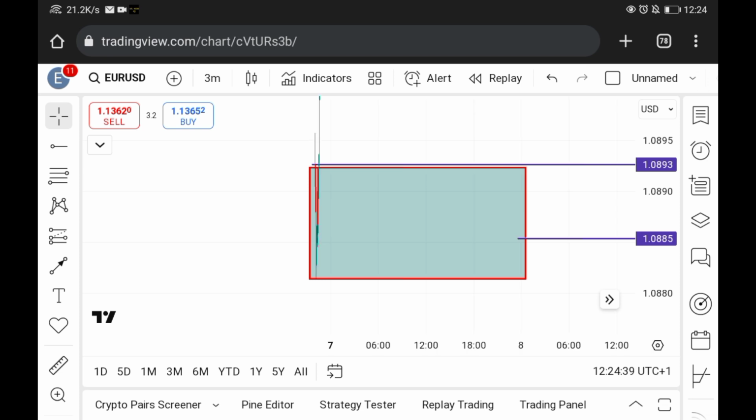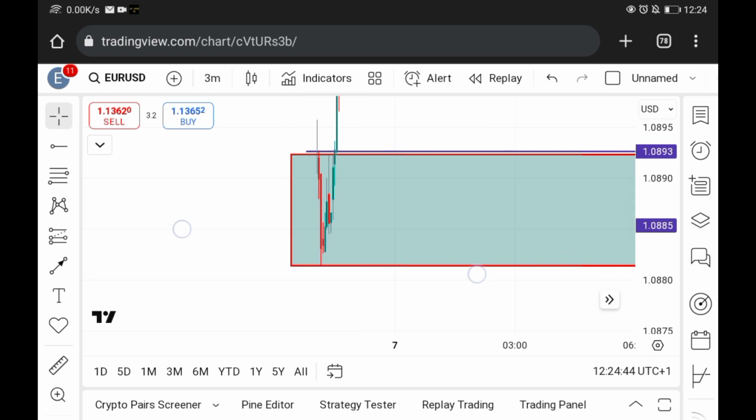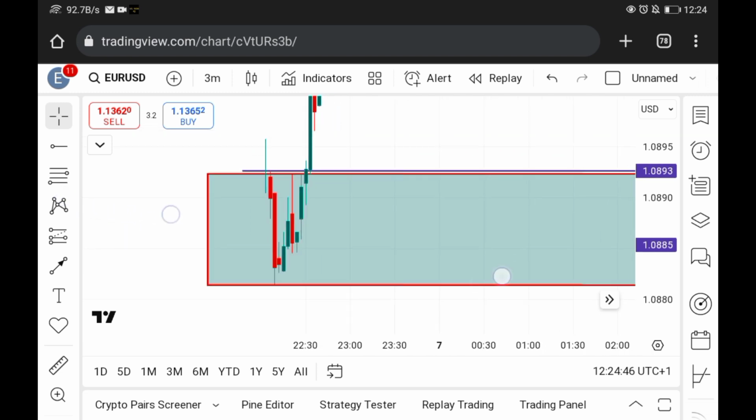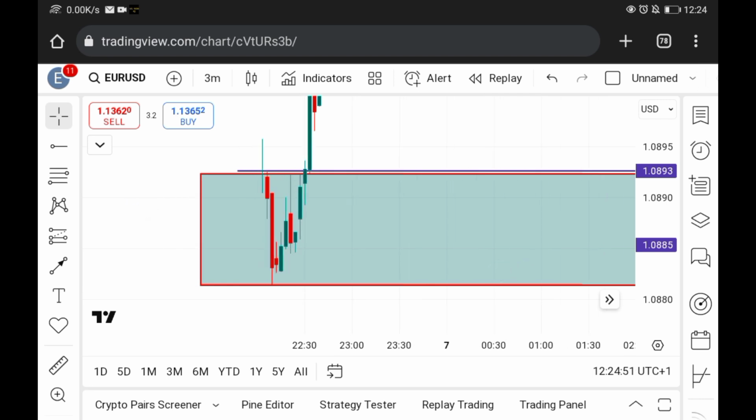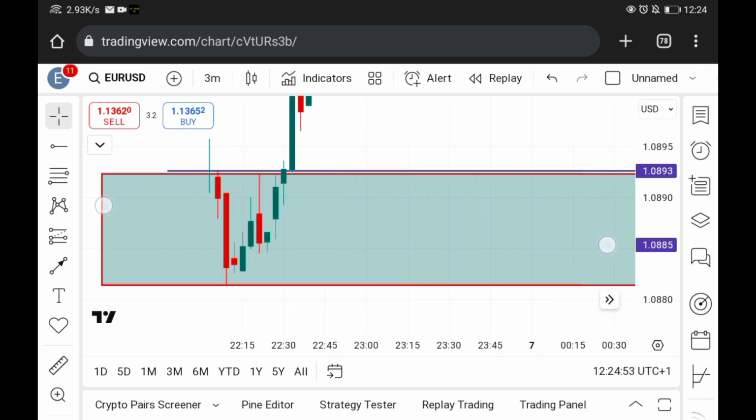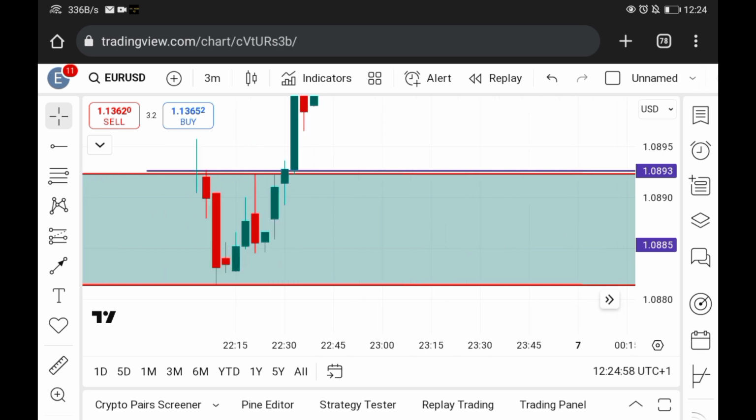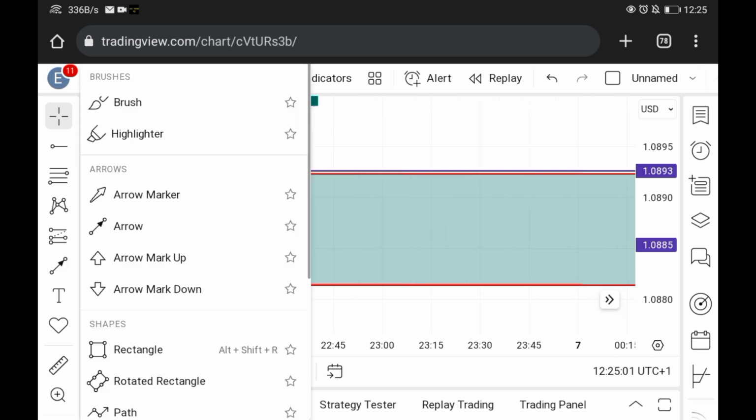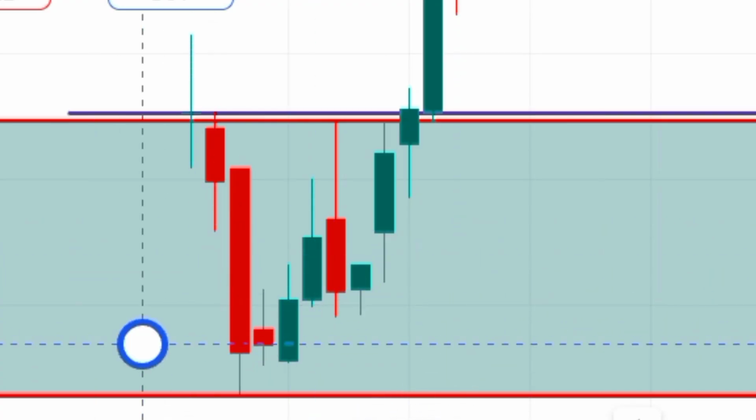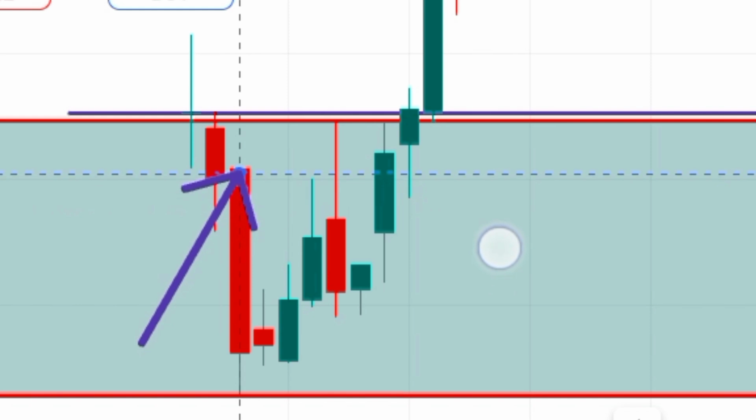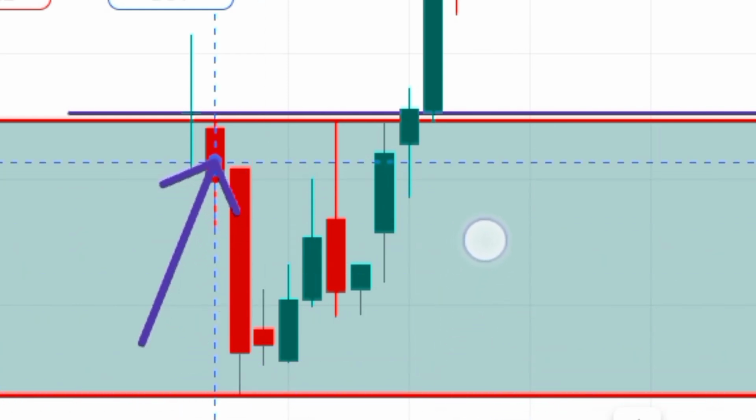So right here, we are on our 3 minutes. So here is the zone that we marked. We are looking for our last bearish candle on this zone for us to take our trade. So the last bearish candle on our 3 minutes happens to be this one here. This fat candle is our last bearish candle.